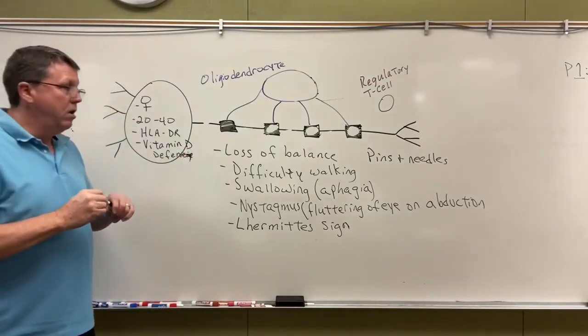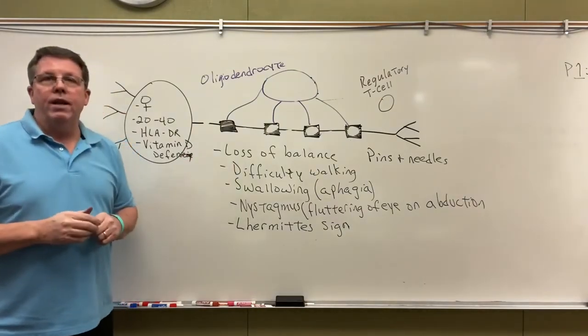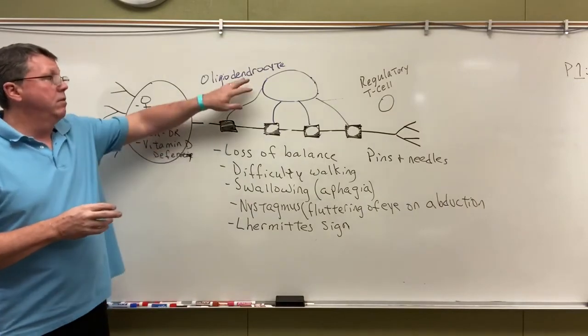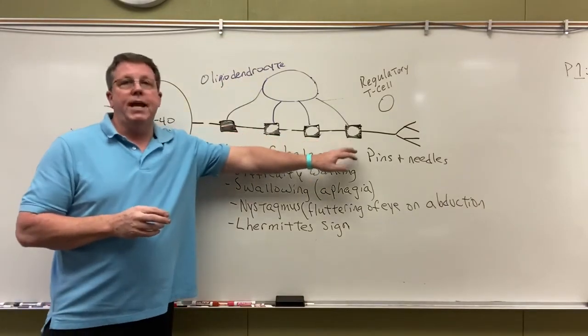All right, so there's basically a rundown of multiple sclerosis, and once again, it's when your immune system attacks your myelin. It's a demyelinating disease.